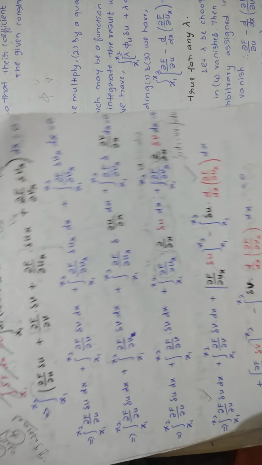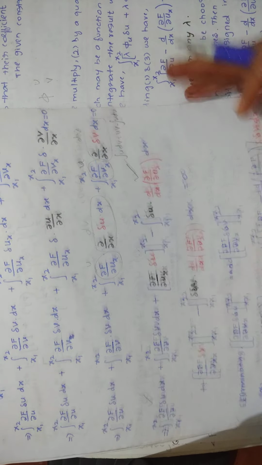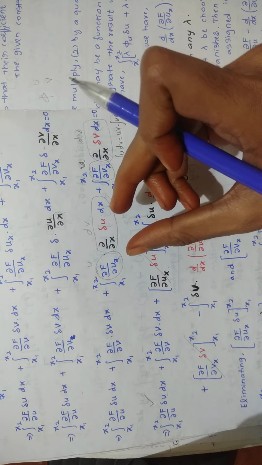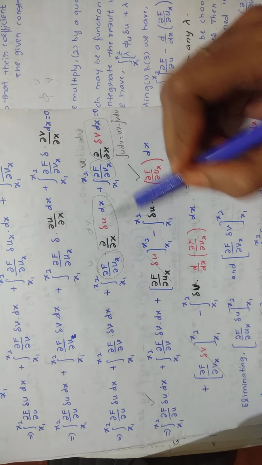Now in the next line, write these two terms as it is in the previous step. Here you are going to integrate this in a way that we have an integration method, the u dv method, right? Like that you are integrating this.